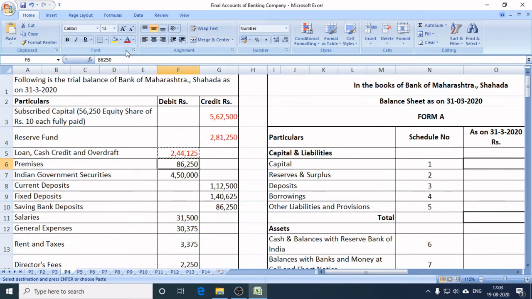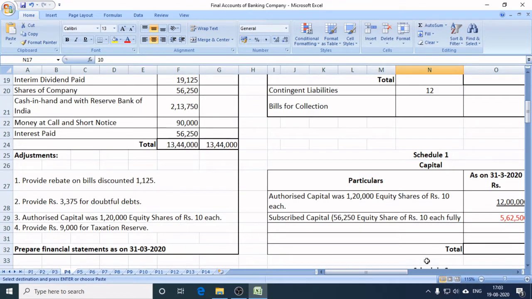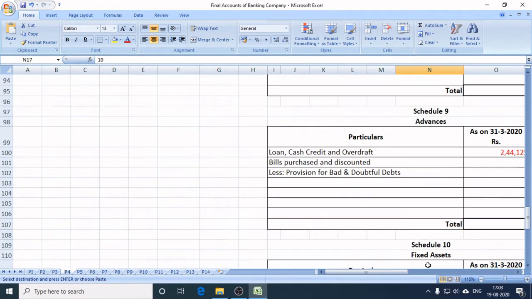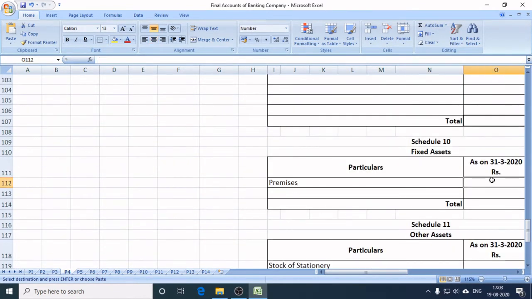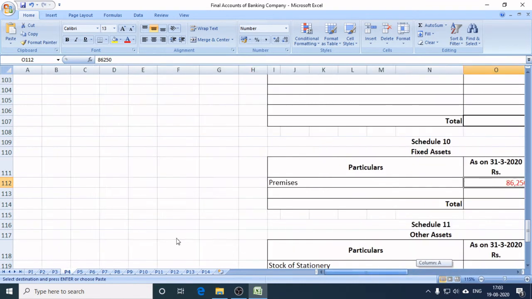The next in the problem is premises. Now it has also debit balance. Now it is also asset. Premises means building. It is also asset. Now for mentioning building, out of these 6 schedules, the schedule number 10 is the ideal for it. We should mention it under schedule number 10, that is fixed asset. Okay, go to schedule number 10. Now here next to premises, show this value, that is rupees 86,250.